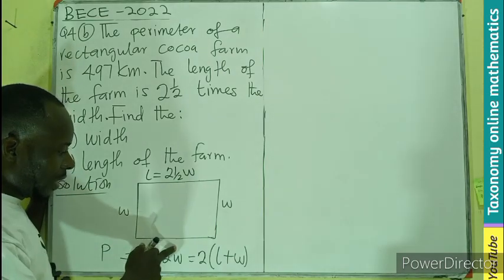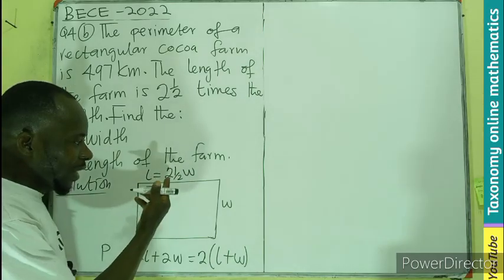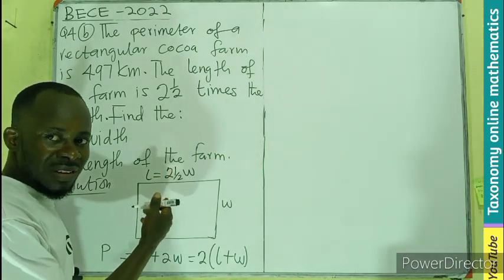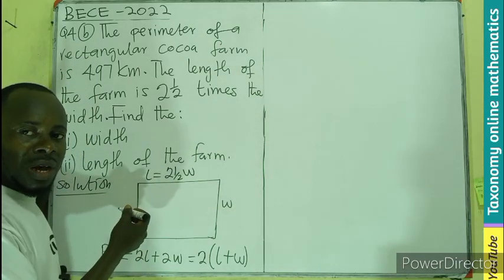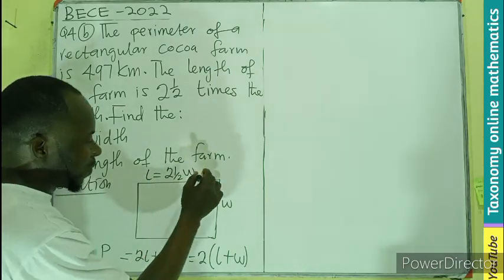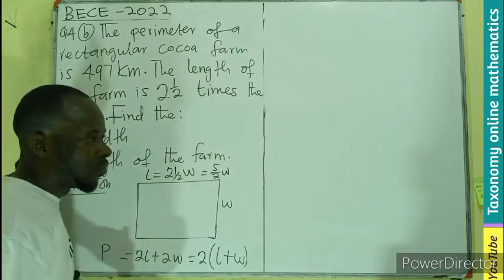Do you get it? So here will also be the same. Here will be W. So here will be 2.5 times that. And 2.5 is a decimal that we can convert into a mixed fraction. 2 times 2, 4 plus 1 will be 5. So we'll be having 5 over 2 times W.